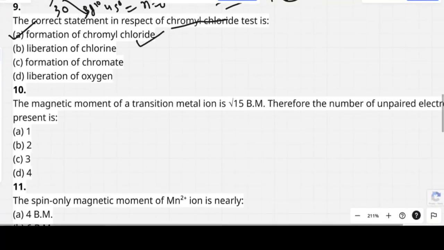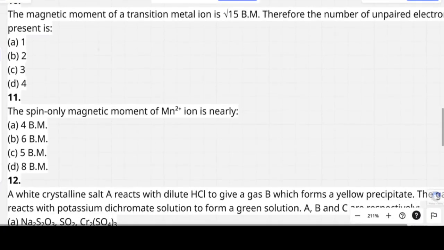Next, I move to question number 10. The magnetic moment of a transition metal ion is root 15 Bohr magneton. Therefore, what is the number of unpaired electrons present in it? For this question, I am going to give one clue. The magnetic moment mu depends on the number of unpaired electrons.